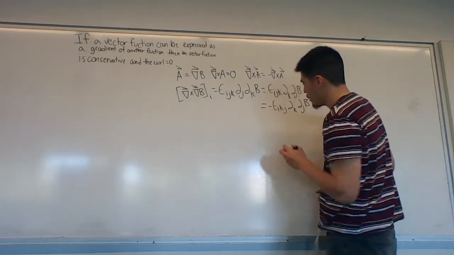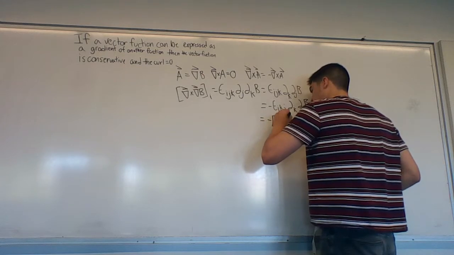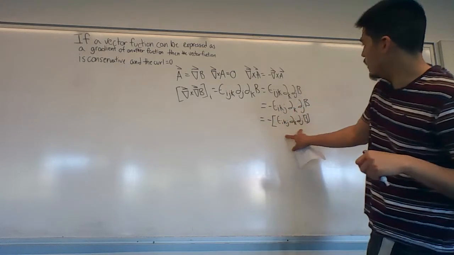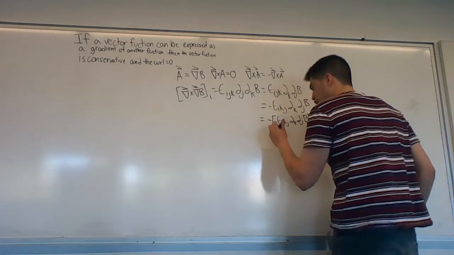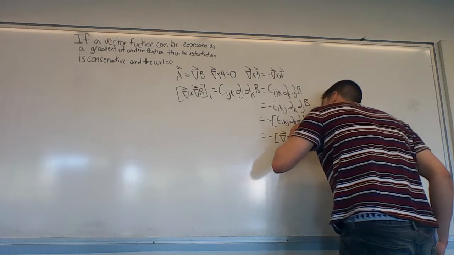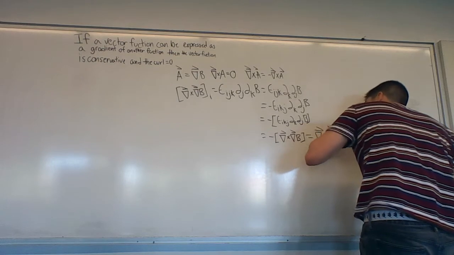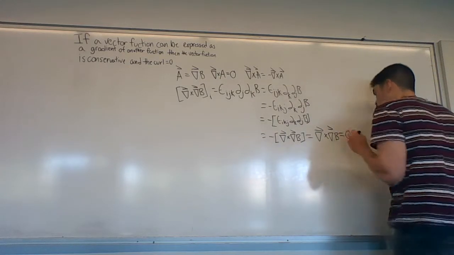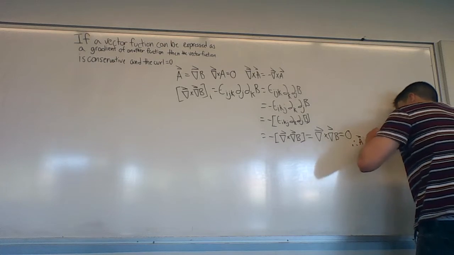And from here, we could pull this negative sign to the outside and say that this is equal to negative epsilon ikj, partial k, partial j of B. And if you look, this is almost exactly the same as what we started with over here. So then we could just revert it back to this term, so we get equals negative I. And that is equal to zero. So since you prove this statement is true, that means that this is also equal to zero. And therefore A is conservative.